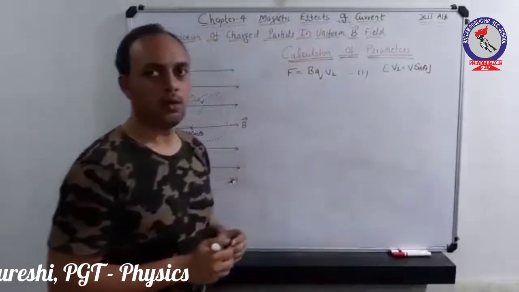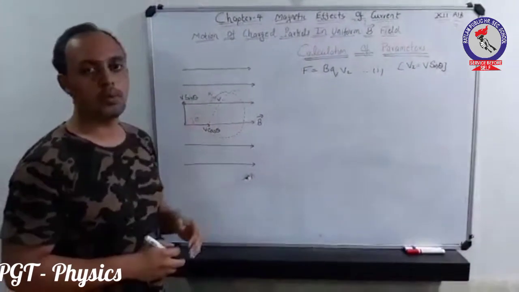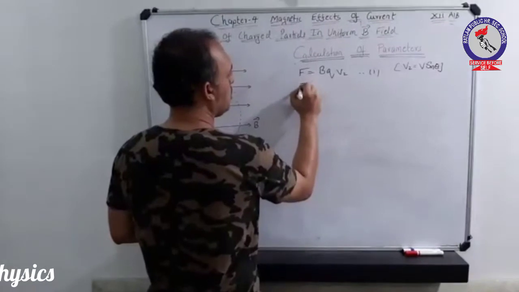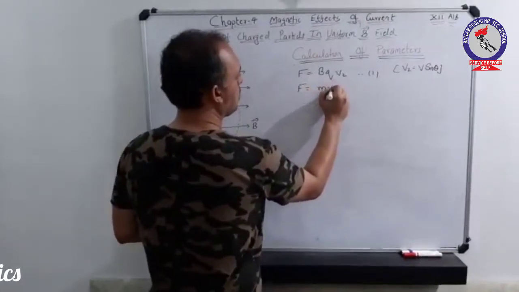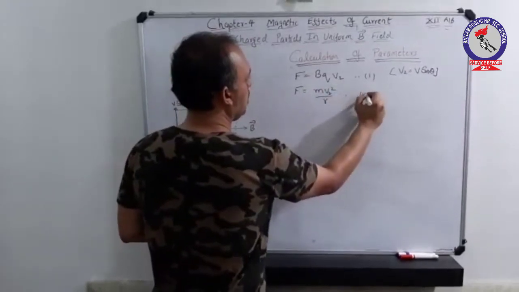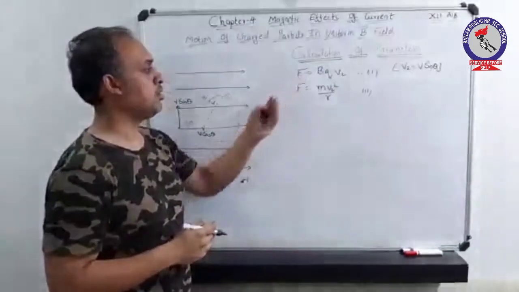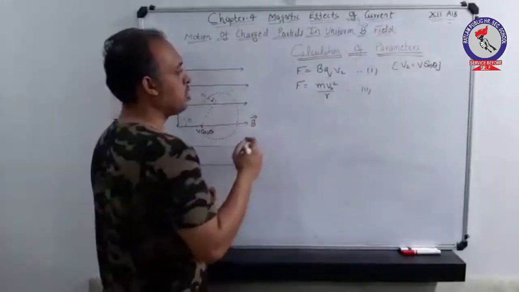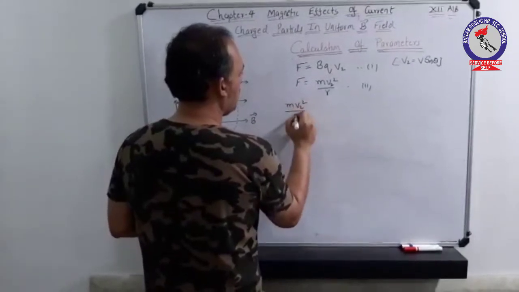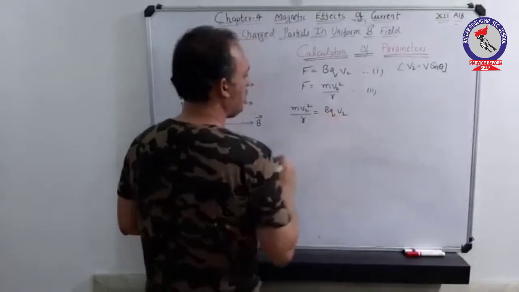Now since we know that the charged particle is moving on a circular path, whenever a body moves in a circular path, a centripetal force acts on it, and the magnitude of that centripetal force is given by the relation F equals mv square by r as given here. Comparing the two equations, we have mv square by r equals BQV2.